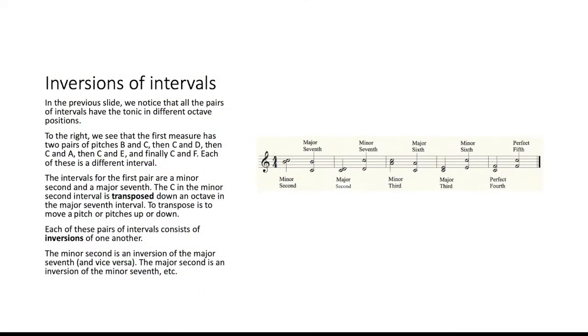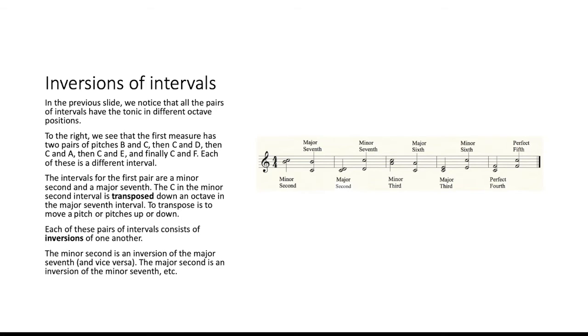In the previous slide, we noticed that all the pairs of the intervals have the tonic in different octave positions. To the right, we see that the first measure has two pairs of pitches, B and C, and then C and D, then C and A, then C and E, and finally C and F. Each of these is a different interval.